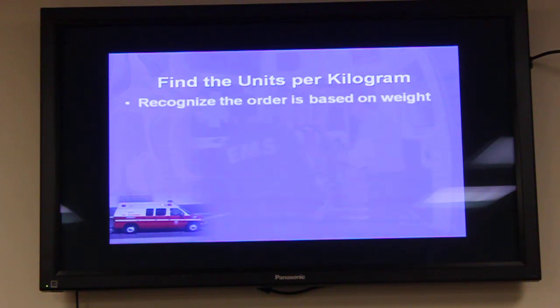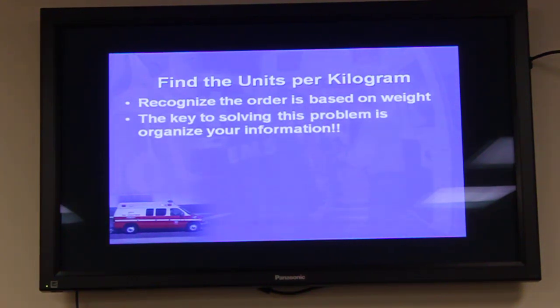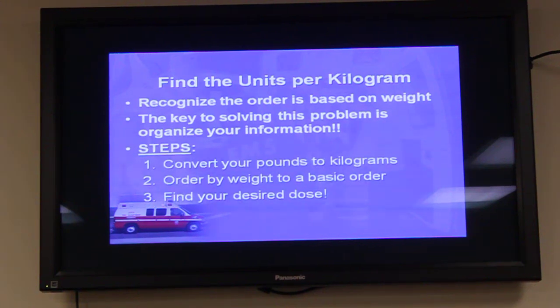Find the units per kilogram. We're going to recognize that the order is based on weight. Key, again, solving this problem is organization. We're going to convert our pounds to kilograms, order by weight to a basic order, and then find our desired dose.